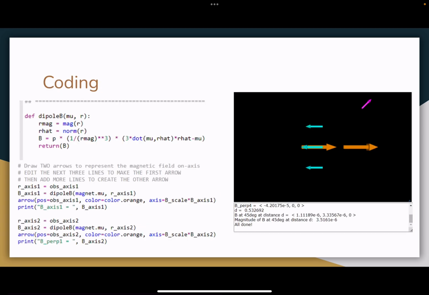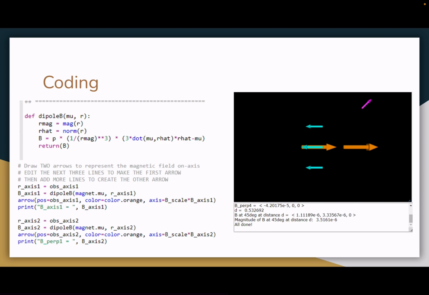So for the coding, first we had to define the dipole B. To do that, we needed to define R mag as the magnitude of R, and then R hat as the norm of R. After that, we can say that B is equal to P times 1 over R mag to the third power times 3 times the dot of mu and R hat multiplied by R hat, minus mu, and that will give us B. And the code on the bottom left is the code for the arrows.